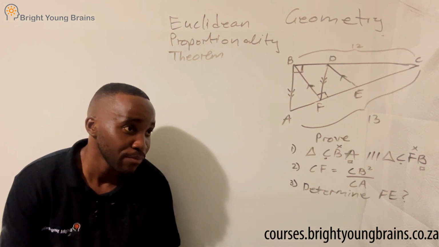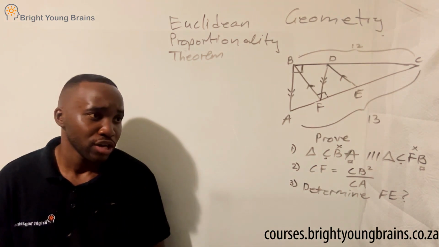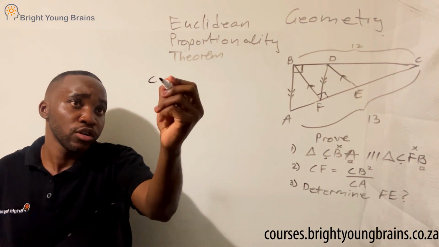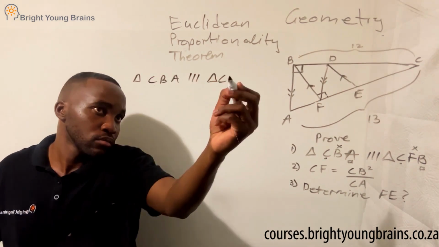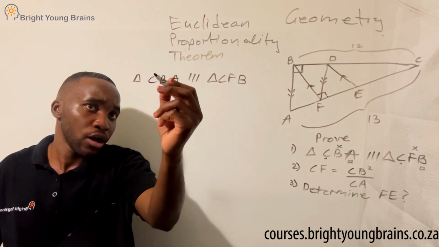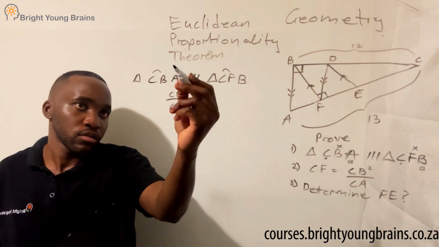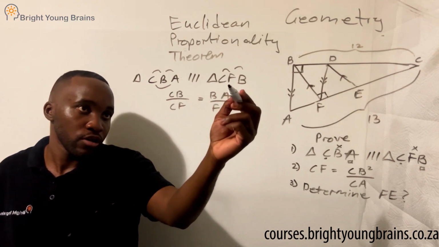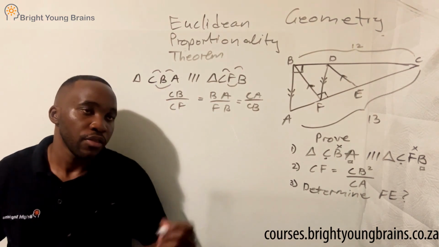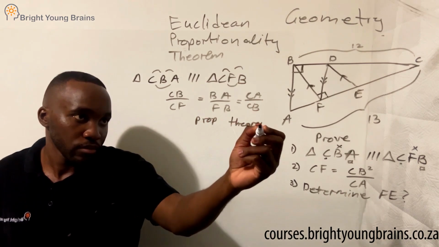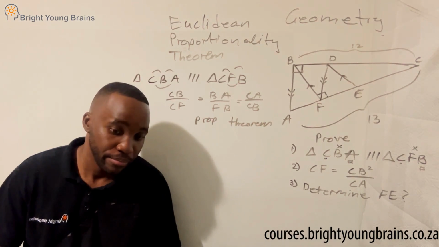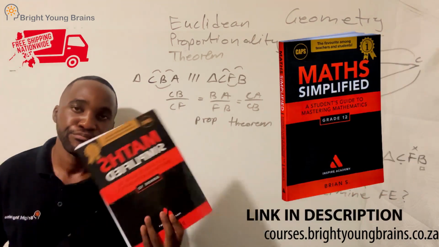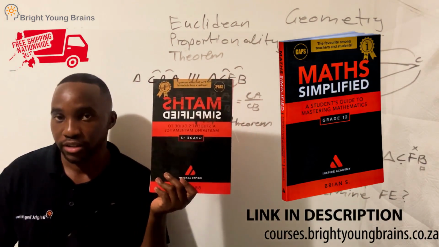With all that being said, this is going to be an easy expression to come up with because of our proportionality theorem. Anytime you're proving that two triangles are similar, you can always write down that CB over CF is equal to BA over FB, which is equal to CA over CB. The reason for writing all this is the proportionality theorem.